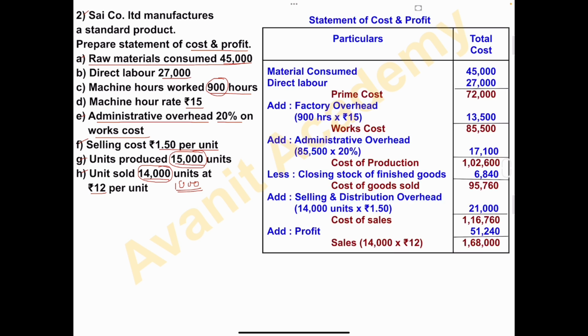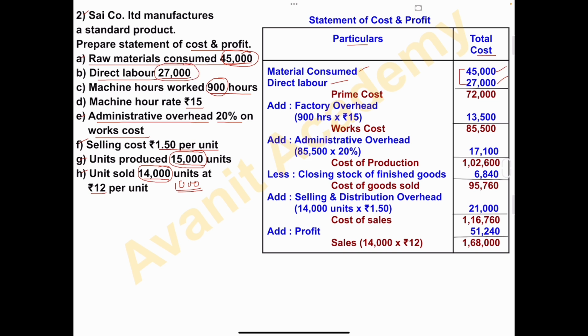Let's prepare the statement of cost and profit. Heading: Statement of cost and profit. Columns are particulars, total cost. So first what we have to take? Raw material consumed. So write here material consumed or raw material consumed. Amount is 45,000. Write in amount column 45,000. So after material consumed, what we have to take? Direct labor, direct expenses, direct wages, direct material. All these things we have to take before prime cost. So write here direct labor and the amount is 27,000.